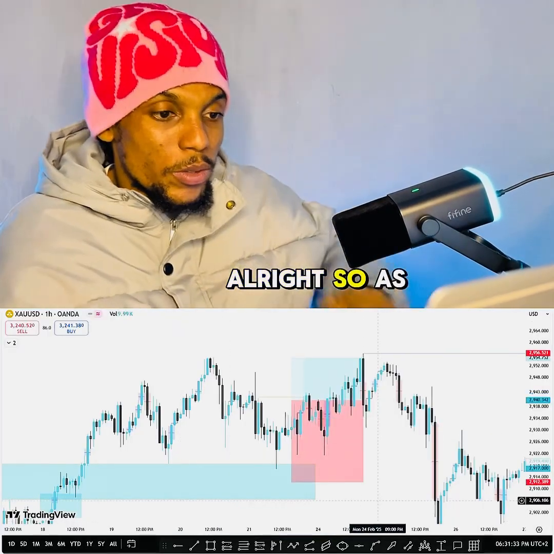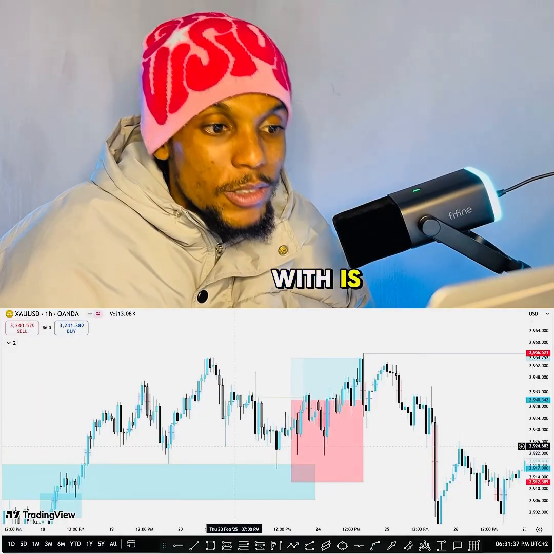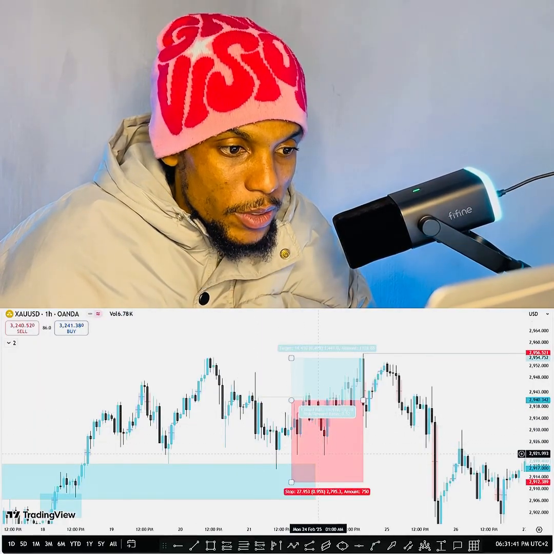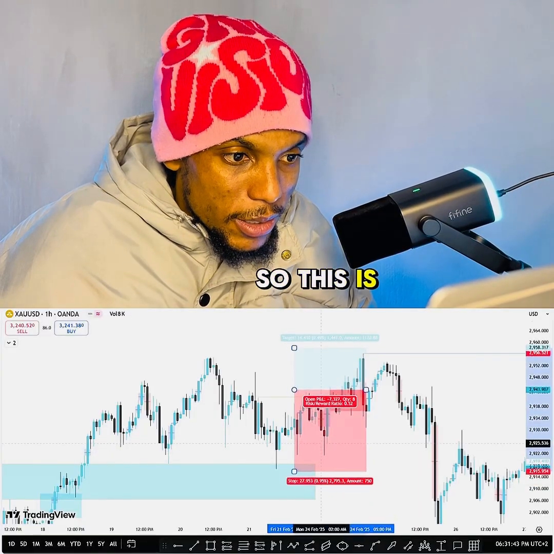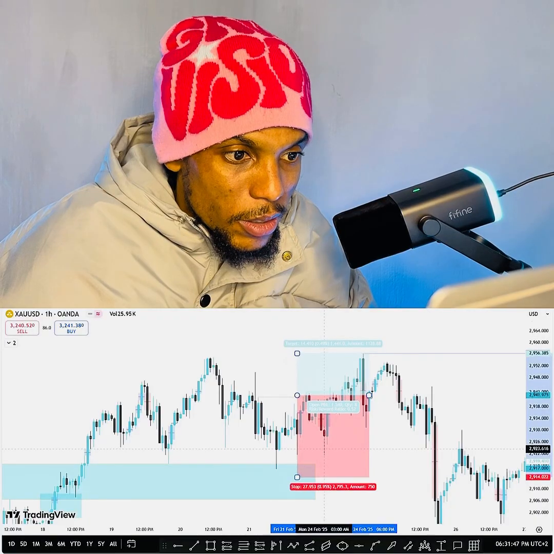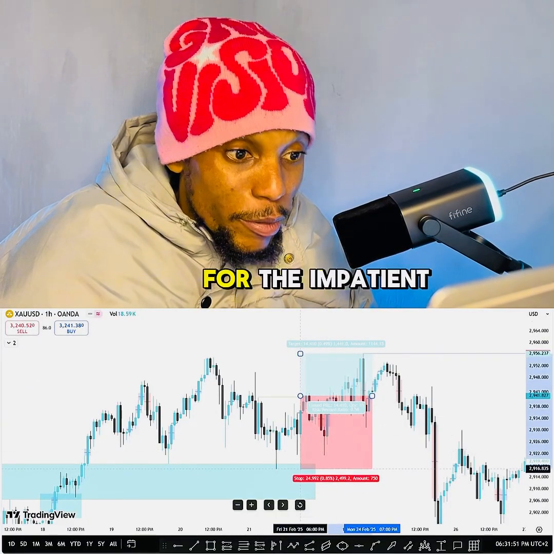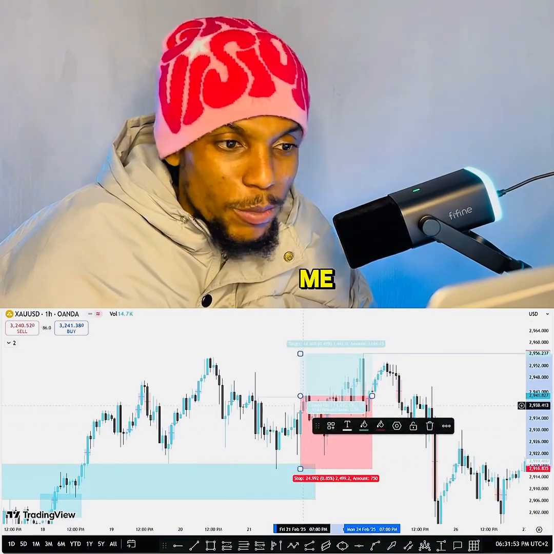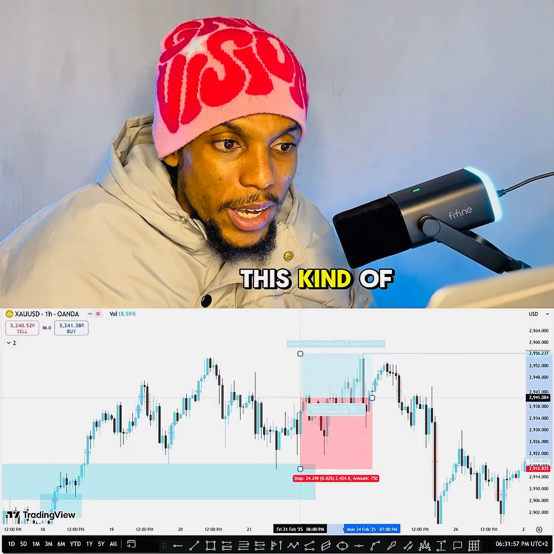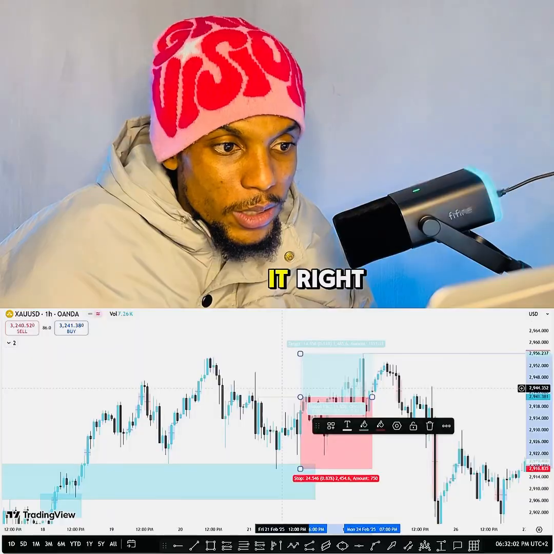right? So as you can see, the same price action that I always enter the market with is exactly the same thing that happened here, right? So this is actually where the entry was. This is where the stop loss was for the impatient trader, not for me, because I didn't take this trade, because I know what happens in this kind of case. So when you see this kind of thing, you just ignore it, right?